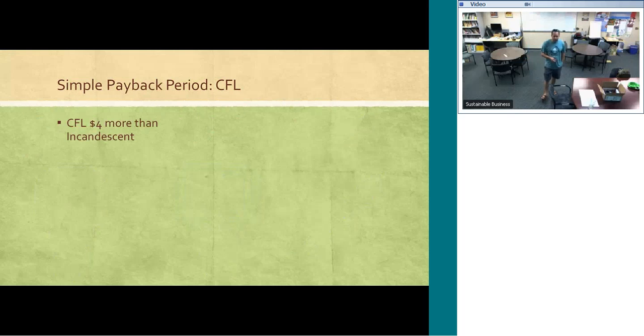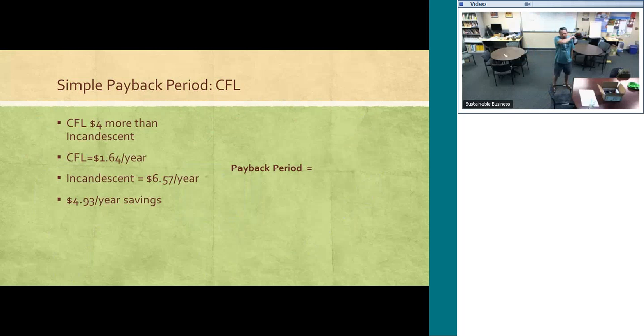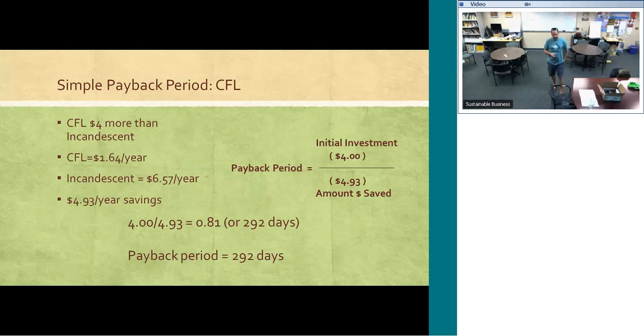The simple payback period for the CFL, we'll go ahead and determine that. The CFL is $4 more than the incandescent. The CFL will cost $1.64 a year to operate, and the incandescent will cost $6.57 a year to operate, which is $4.93 a year in savings. So the payback period is equal to your $4 initial investment divided by your $4.93 saved. As you can see, it's already less. You're saving more than you spent, so it's going to be under a year, and it is $4 divided by 4.93 is 0.81 years, or about 292 days. So the payback period for the CFL bulb versus the incandescent bulb is 292 days.